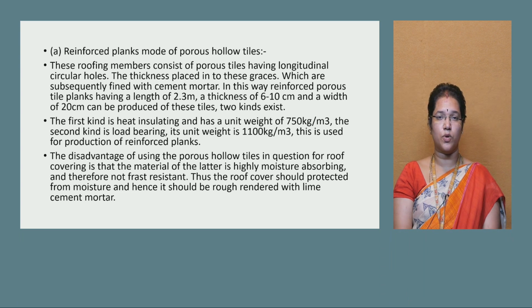When you go for longitudinal circular holes, the thickness is placed based on this, and the length and thickness are allotted accordingly. Again, two kinds are there. The first kind is heat insulating, with a unit weight of 750 kg per cubic meter, and the second is load bearing, with a unit weight of 1100 kg per cubic meter. This is used for the production of reinforced planks.